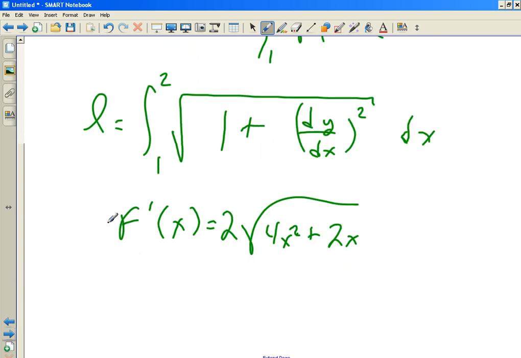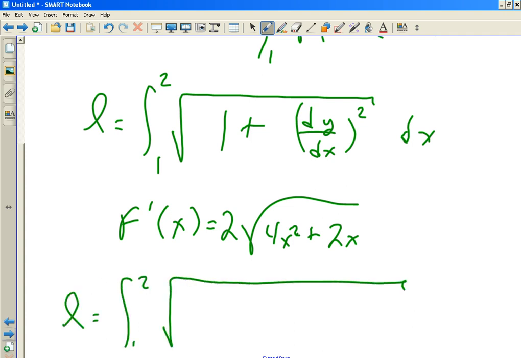So that was technically part A. This is part B. All right, so let's see. L is going to be the integral from 1 to 2 of the square root of 1 plus that squared. Now what happens when you square this stuff? 4 times (4x squared plus 2x). Don't worry, from 1 to 2, this is not negative, so it's not an issue about absolute values or anything. And now it's in terms of x. Good.